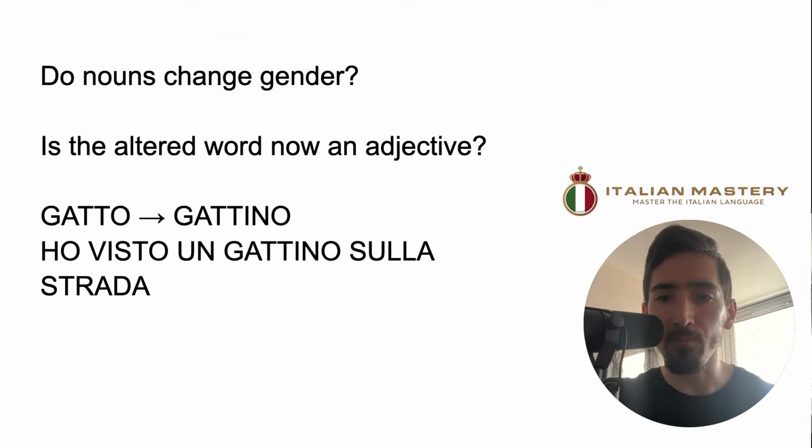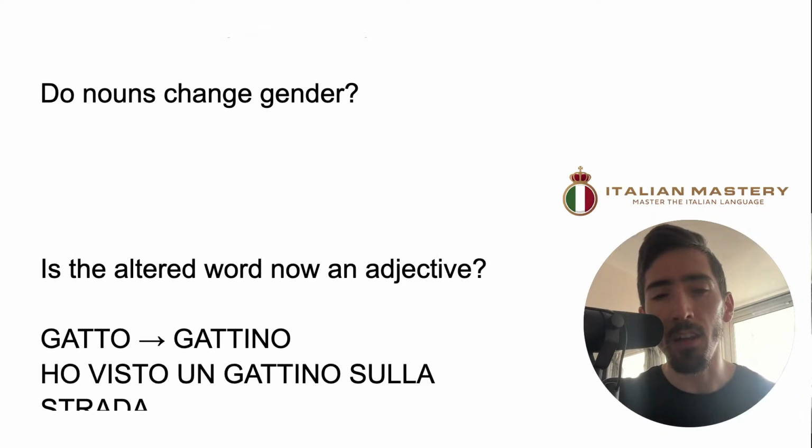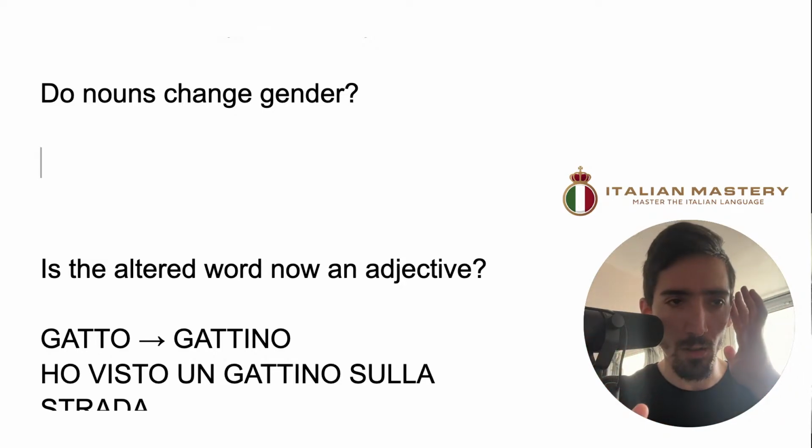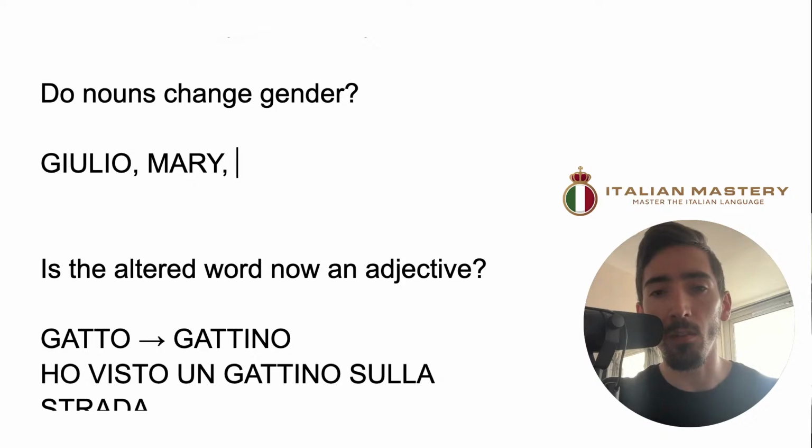And with regard to the first question, do nouns change gender? Nouns always change gender. So, for example, we have to make a distinction. So, if we're talking about names like Giulio or Mary or I don't know, Jay or something, these are names, and names are just names. They don't vary.